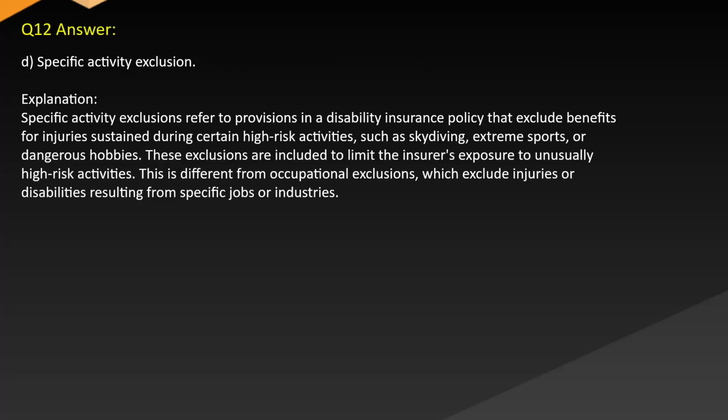Answer: D. Specific activity exclusion. Explanation: specific activity exclusions refer to provisions in a disability insurance policy that exclude benefits for injuries sustained during certain high-risk activities such as skydiving, extreme sports, or dangerous hobbies. These exclusions are included to limit the insurer's exposure to unusually high-risk activities. This is different from occupational exclusions, which exclude injuries or disabilities resulting from specific jobs or industries.